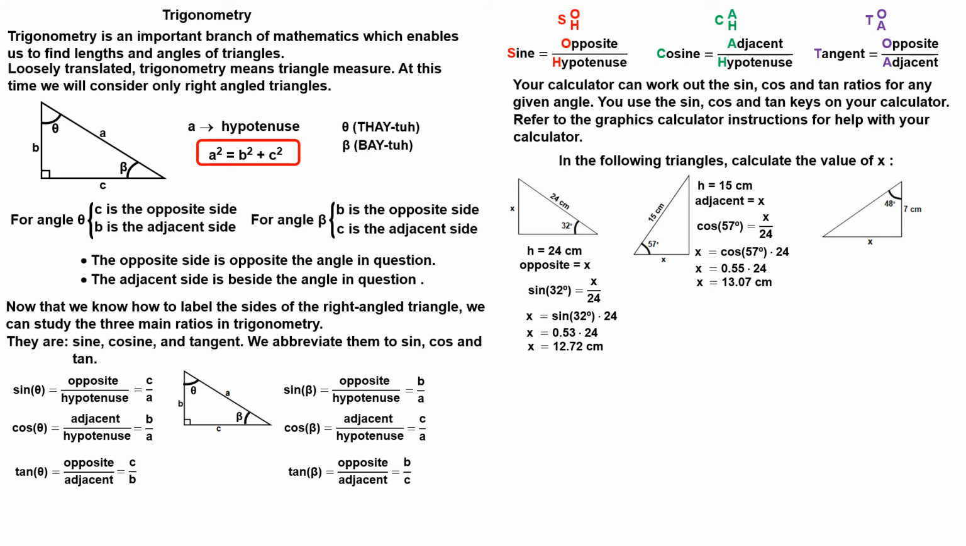In this triangle, 7 centimeters is the side adjacent. X is the opposite side. Opposite over adjacent is tangent. Choose the correct trigonometric ratio, which can be used to set up an equation. Make x the subject and solve to find the x value. It's done.